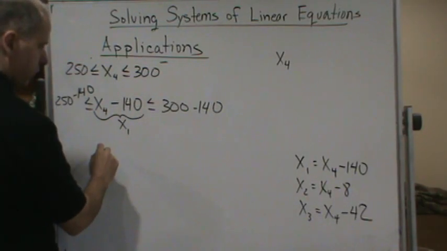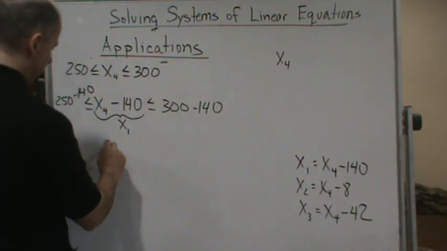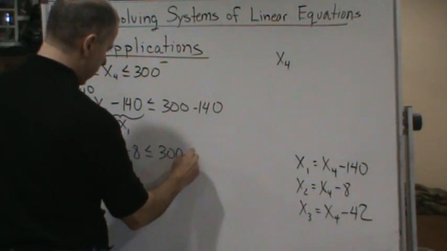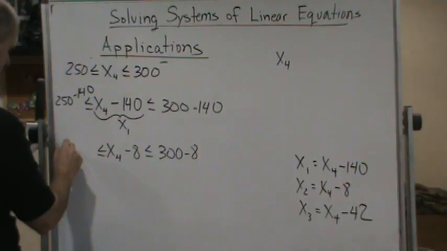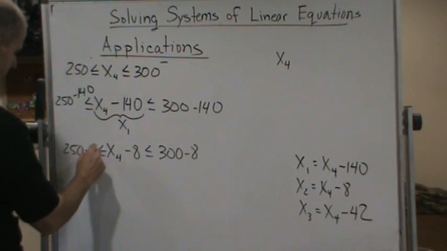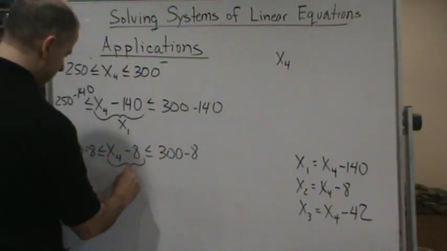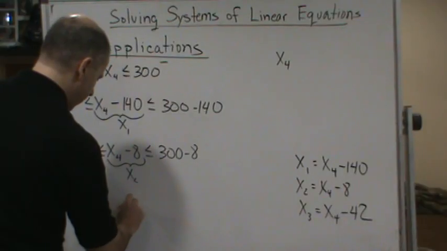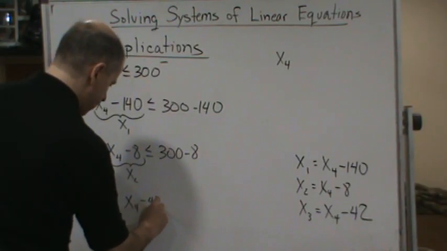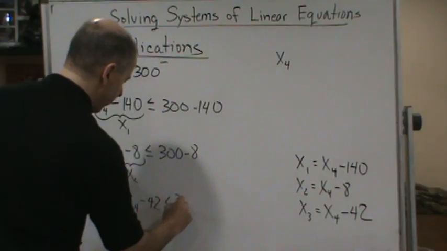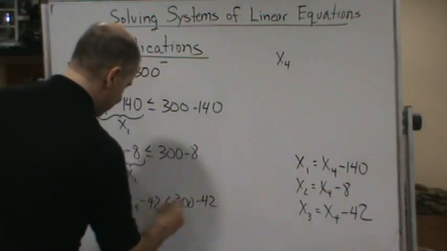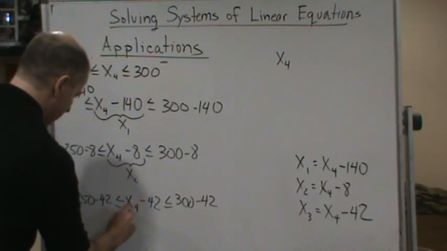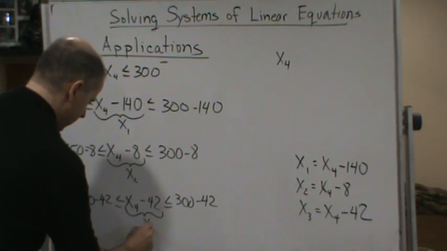And likewise, we could say that X4 minus 8 is between 250 minus 8 and 300 minus 8. And of course, this is X2. And then also X4 minus 42 would be between 250 minus 42 and 300 minus 42. And of course, this is X3.